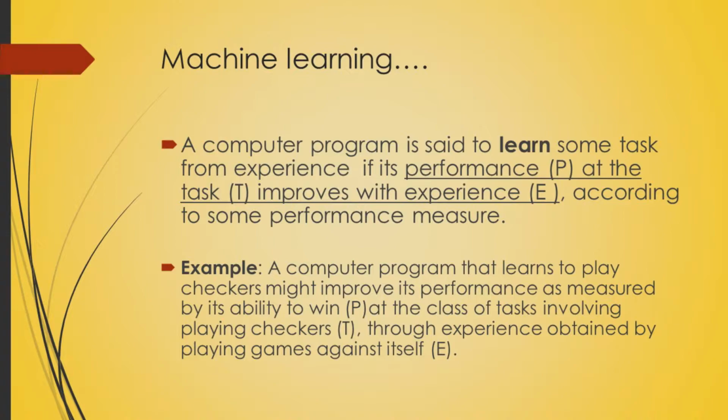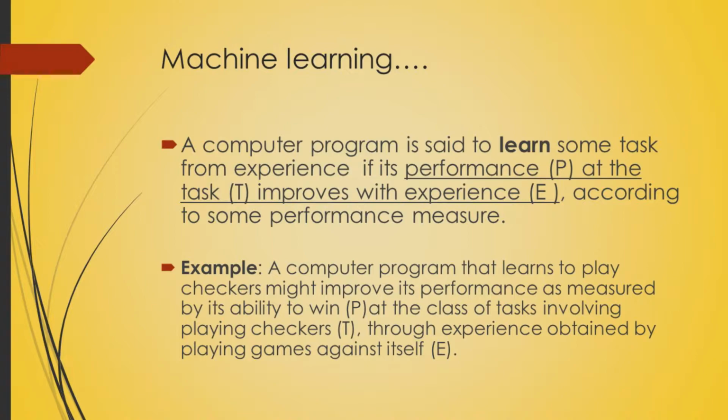It says that a computer program is said to learn some task from experience if its performance P at the task T improves with experience E. So if its performance on doing a particular job improves with experience, then we say that learning has taken place. An example of that is if I've got a computer, we say the computer program is said to learn.